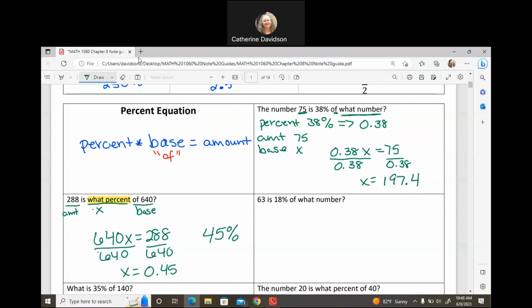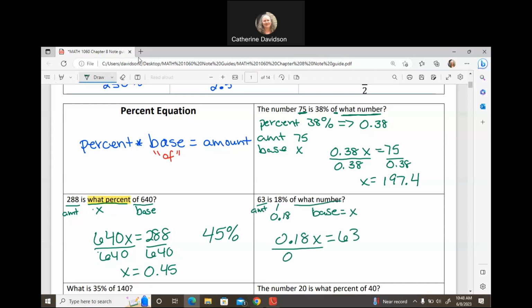63 is 18% of what number? So that's our percentage. We want to convert that to a decimal. Of what number? That is our base. We don't know what our base is. Our base is going to be x. So that means 63 is the amount. So percent times the base is equal to the amount.